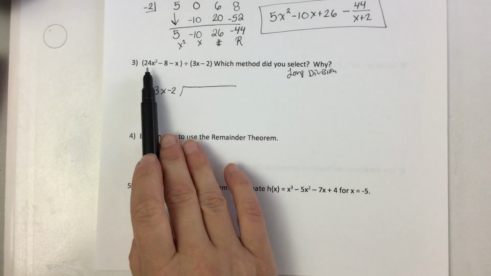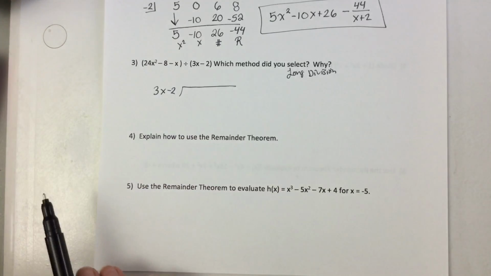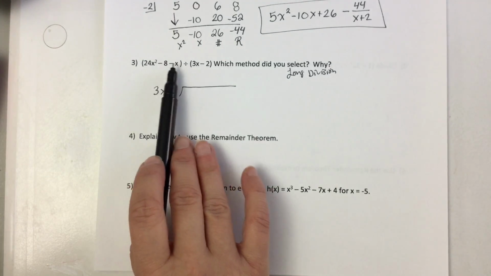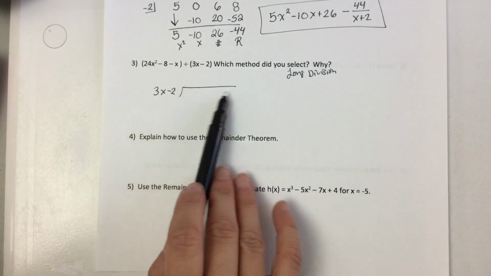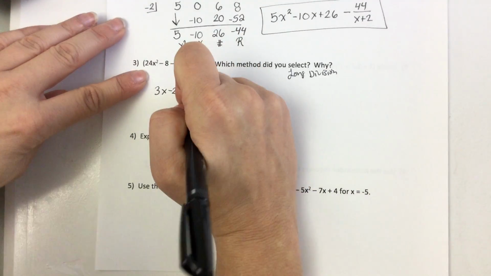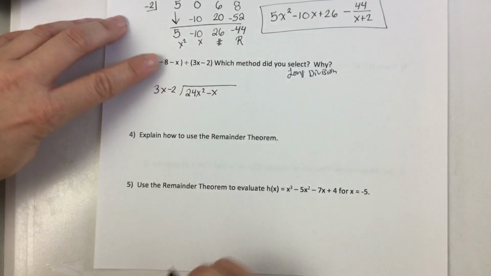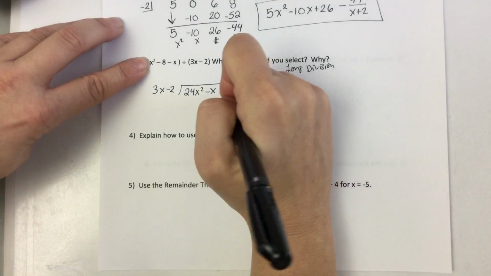Now here, 2x squared, 1x, no x's. This is not in standard form. I don't have to add in any zeros because I do have 2x's, 1x's, no x's. But I do need to be careful and make sure that I write this in standard form. So my 24x squared would come first, followed by the negative x, and then the minus 8.